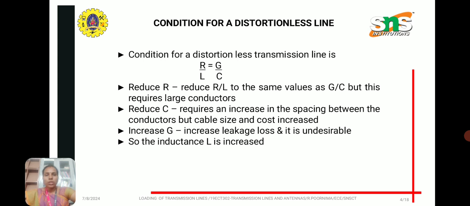So what is the condition? It is R by L equal to G by C. So we can reduce the resistance, that is reduce R by L to the same value as G by C, but this requires large conductors. Reducing C requires an increase in the spacing between conductors, but cable size and cost increase. Increasing G increases the leakage loss and it is undesirable. So the effective way is for the inductance L to be increased.